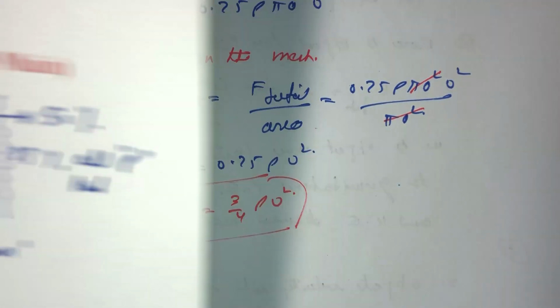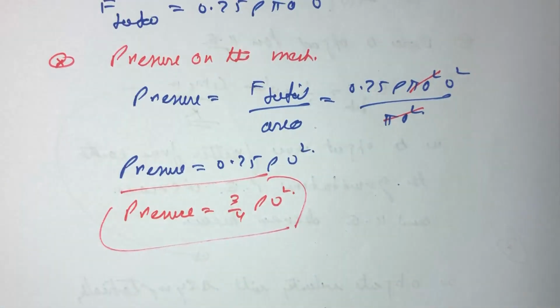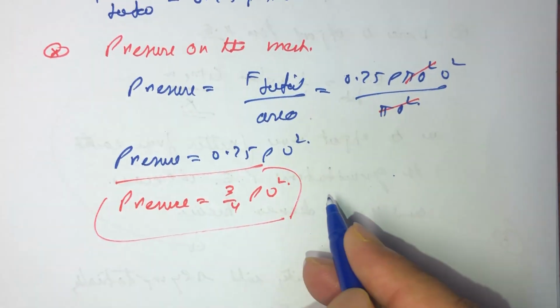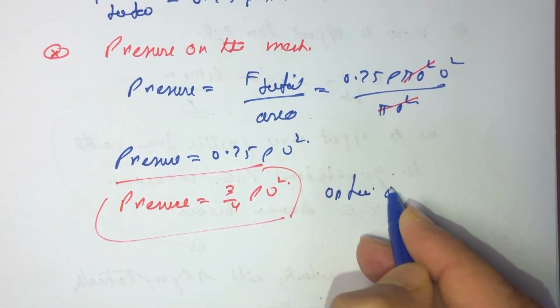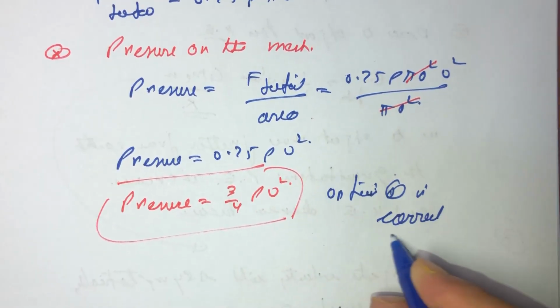So of the options available to us, D is the correct option. We can say option D is correct.